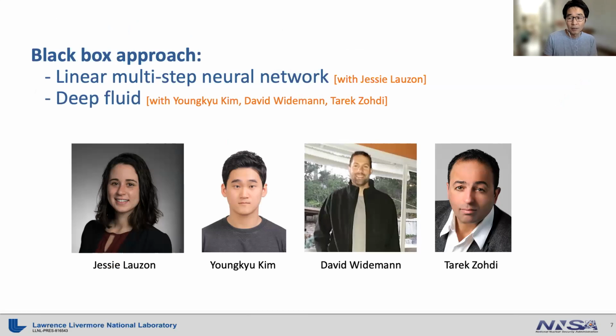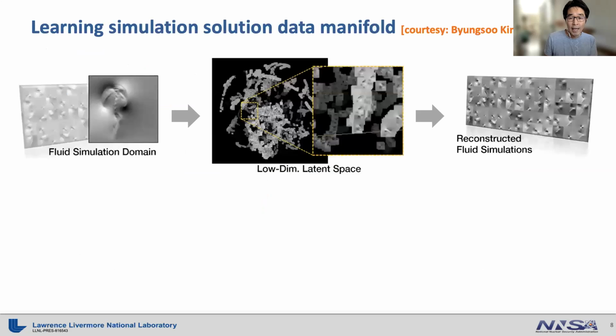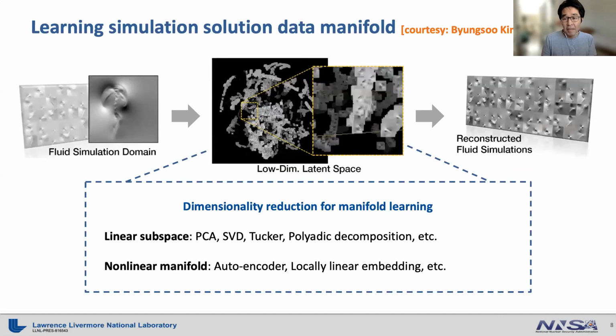Both of them directly approximate the state outputs, by the way. And they follow more or less the same framework, where you start with the simulation data here, right? And then compress the data into the low dimensional latent space, and then reconstruct the full data by decompressing them. For the compression, there are many dimensionality reduction techniques you can apply. In general, they can be divided into two categories in terms of the reduction type: the linear subspace representation and the nonlinear manifold representation.